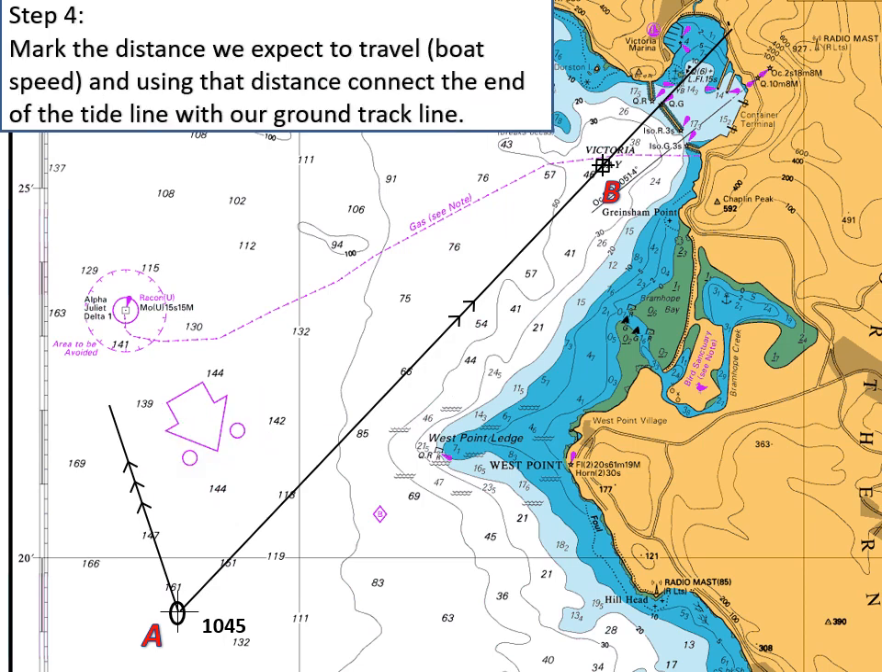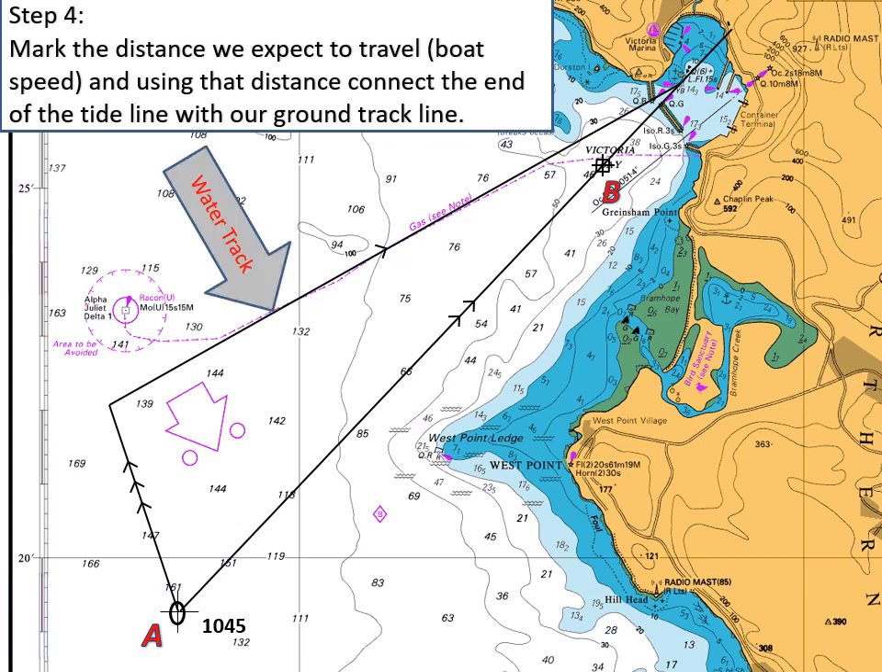Step 4, mark the distance we expect to travel. We do this from the end of our tide vector, and it will intercept somewhere on our original ground track line. In this instance, we chose 9 knots as our vessel speed. We mark this with 1 arrow, and this is our water track line, which is also the course that the vessel is going to be steering. In other words, our course to steer.